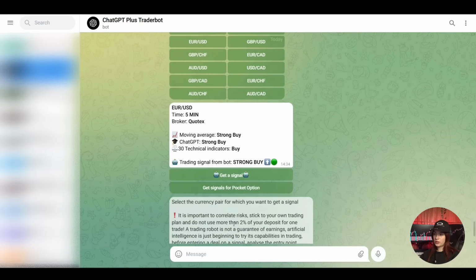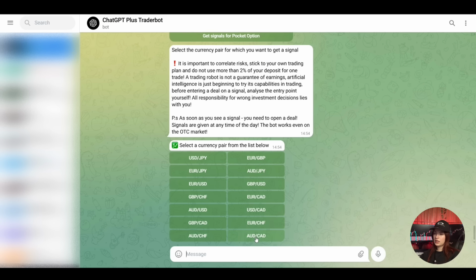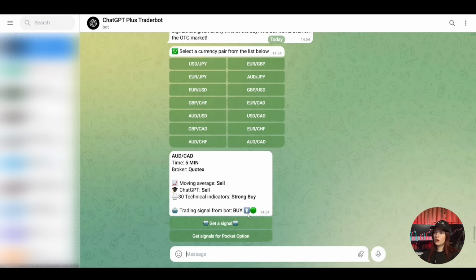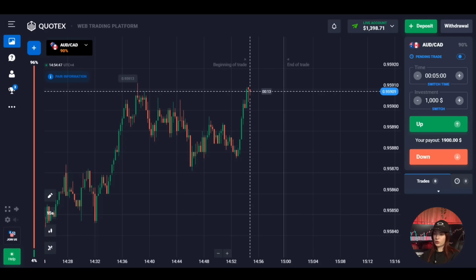We find the currency pair we need and click on it. Here we are offered to open a deal to go up. Well, I agree with the bot and press the green button.